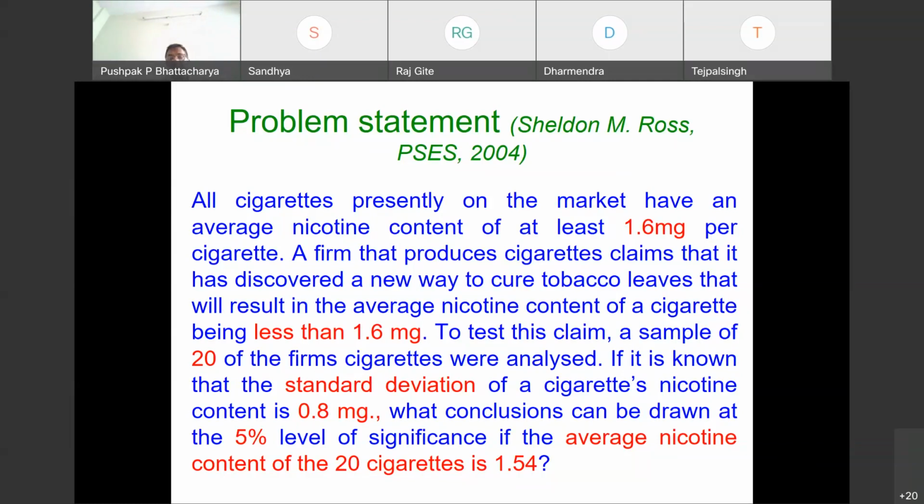So what is the correct procedure? What conclusions can be drawn at 5% level of significance? This is a very important phrase. And the standard deviation of cigarette's nicotine content is 0.8 mg.